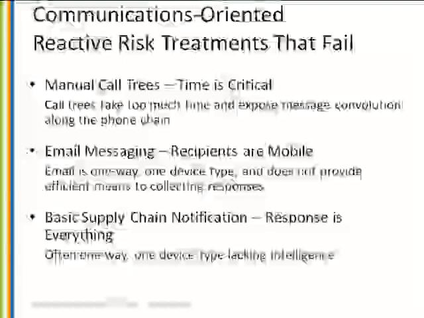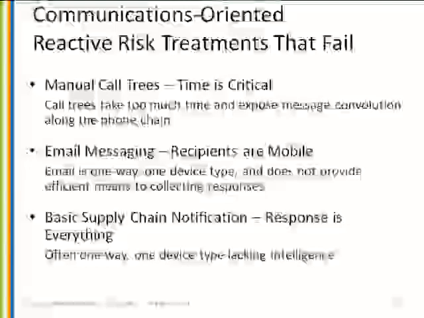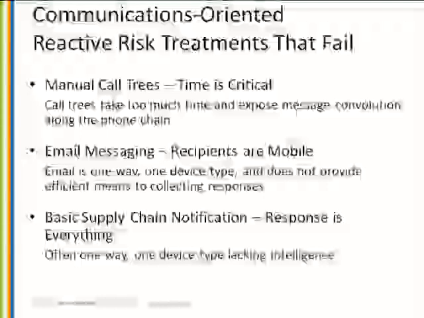Email messaging, that's often used in both supply chain and crisis management and business continuity planning. The challenge is today recipients are more mobile than they ever have been, and oftentimes we don't even know where they may be. They could be working remotely, they could be in the office, they could be out on a customer site, so they can be in a manufacturing distribution center, we just don't know. And the challenge is email is one way, and it's typically one device. And it does not really provide the efficient means to collecting responses.